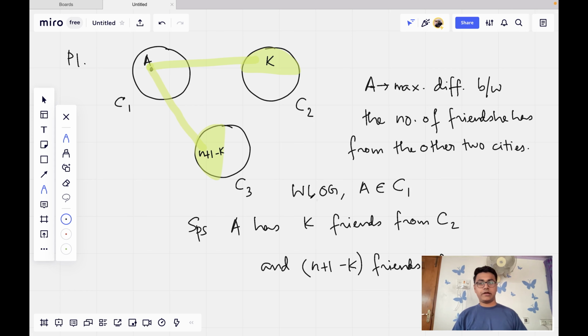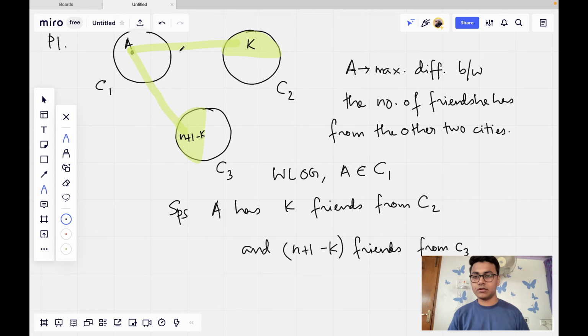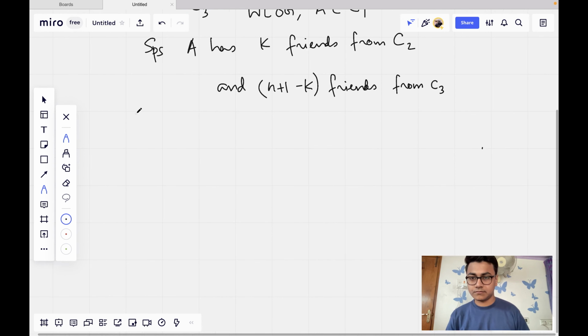And we'll just assume that k is greater than n plus 1 minus k. That is, A has more friends in C2 than it has friends in C3. Instead of saying more, we should say that A has at least as many friends in C2 as it has in C3. So assume that k is greater than or equal to n plus 1 minus k.